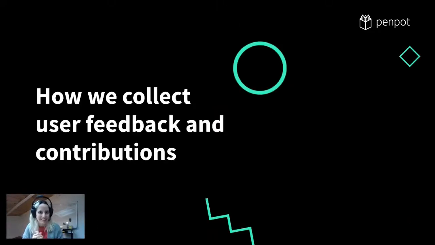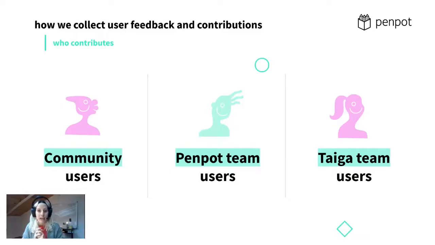So let's start. How we collect user feedback and contributions. We have three main ways of collecting feedback from users. First and foremost, our community. Our users mean everything to us. They build Penpot. But also the Penpot team, because it's important to say that we design Penpot with Penpot. So the team is also a user. And also we have Taiga as a big sister working with Penpot.